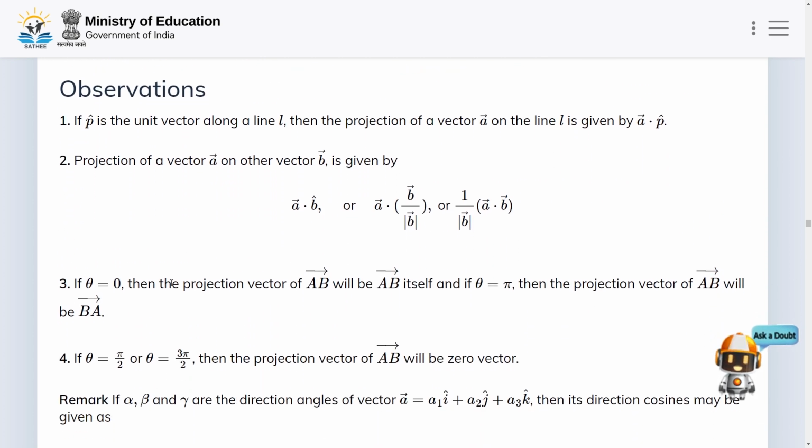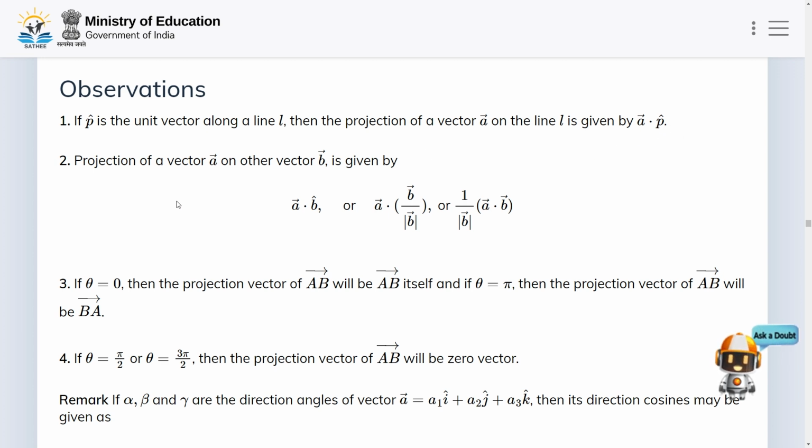Some observations. If vector P is the unit vector along a line L, then the projection of a vector A on the line L is given by A dot unit vector P. Okay, clear? So whenever you have P as your unit vector along a line L, then the projection of a vector A on the line L is given by the dot product of vector A and unit vector P.